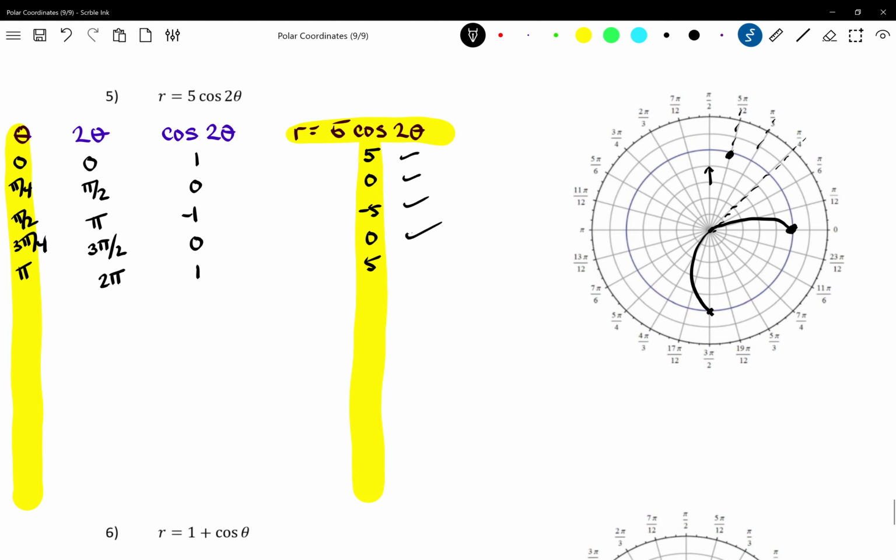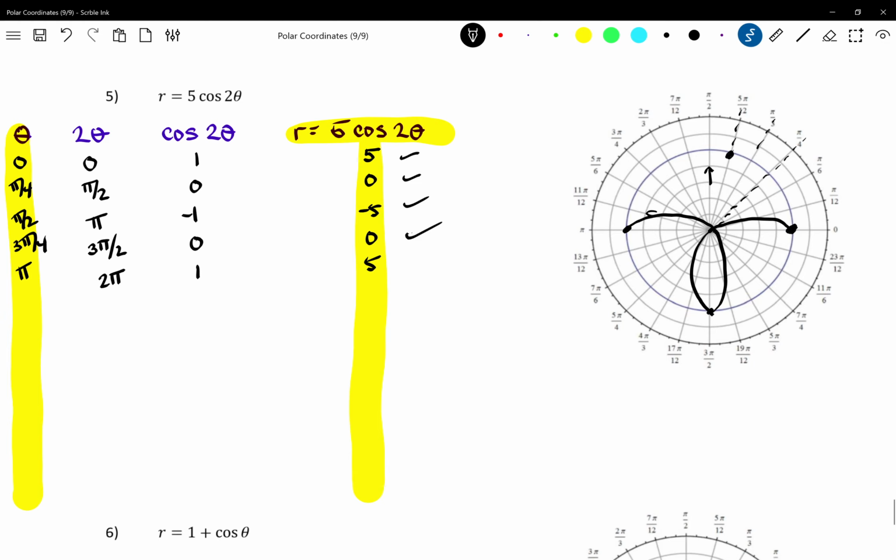Now when theta equals 3 pi over 4, we're back to 0. So what does that mean? Well, our angle is up here, which means a negative r would be down here, so we're coming back up. And by theta equals pi, we're back to an r value of 5. And again, we're talking about positive values of r now, so whatever quadrant the angle is in is the quadrant the points are in, so we're going to go this way.